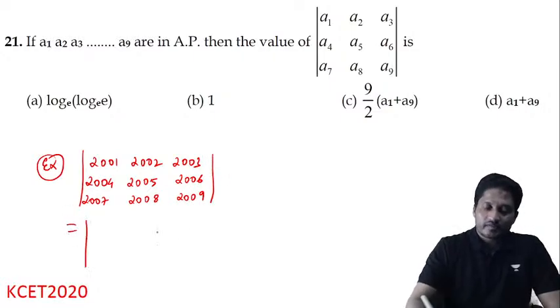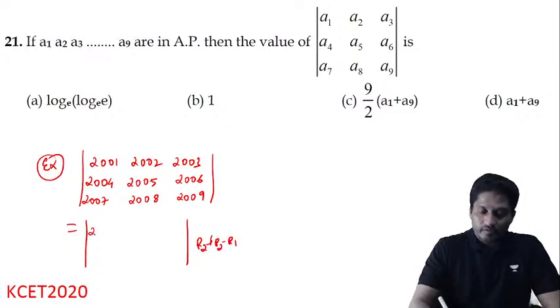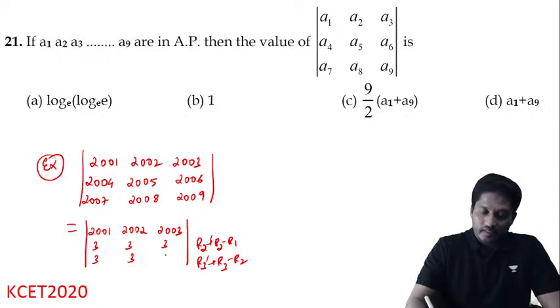I can prove it. Change R2 to R2 minus R1. First row will be 2001, 2002 and 2003. Now if I subtract, you will get 3, 3 and 3. Change R3 to R3 minus R1, or R3 to R3 minus R2. Even this is 3, 3 and 3. Two rows are the same, so the answer is 0.